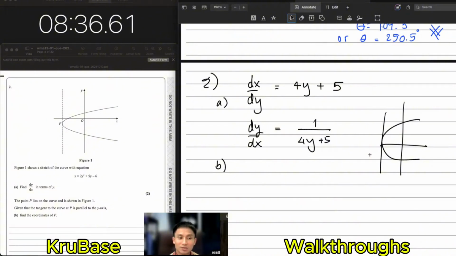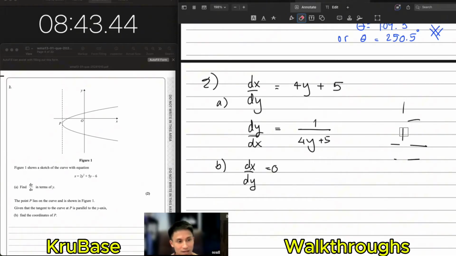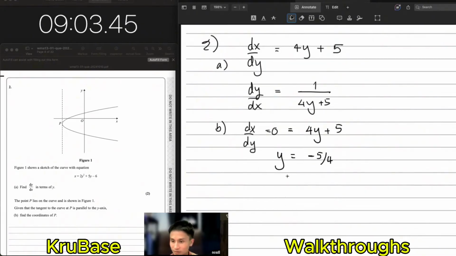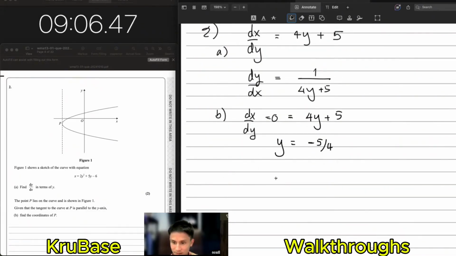So instead of dy by dx being 0, you have now dx by dy being 0 at that point, right? So we will equate dx by dy being 0, and then we solve. So we're going to put dx by dy being 0 here. So there you go. Okay. So that means y solving this linear equation would be minus 5 over 4. Yeah, that's the y coordinate of the point P.